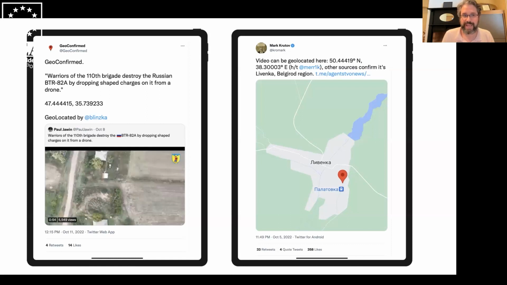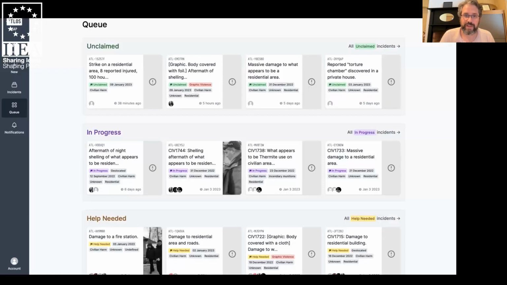And once someone's done it, it's very easy to double check it because you just go to the coordinates they helpfully provide, look at it on satellite imagery, then compare it to the video. And as I said, it's spot the difference. And this means that we can go through and verify a lot of these videos very, very quickly.